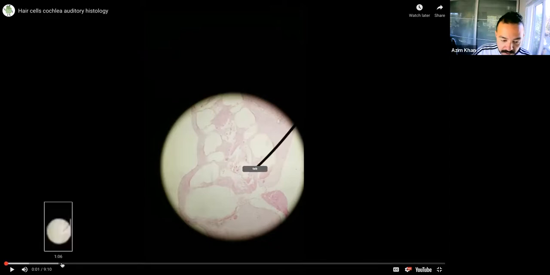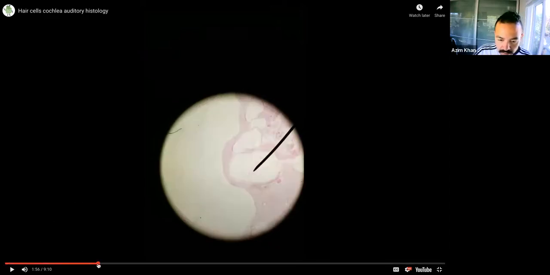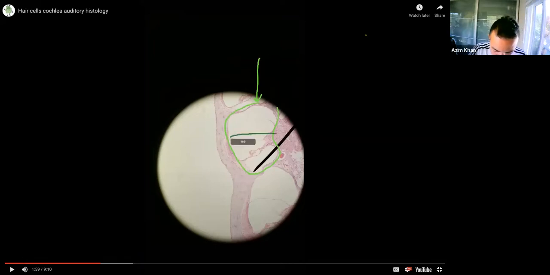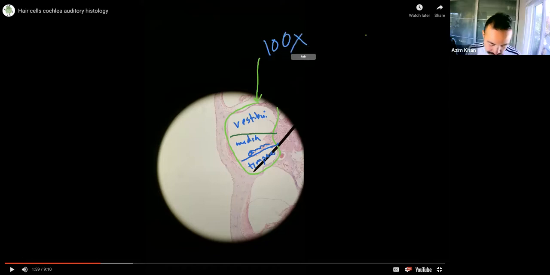If we zoom in, this is at 100x. Here's a grouping of 3. You can see it's lighter. You can see a slight division going this way, and then a darker division going this way with more cells. So that means this is scala vestibuli. This is media. This is tympani. This is at 100x right now, the cochlea.